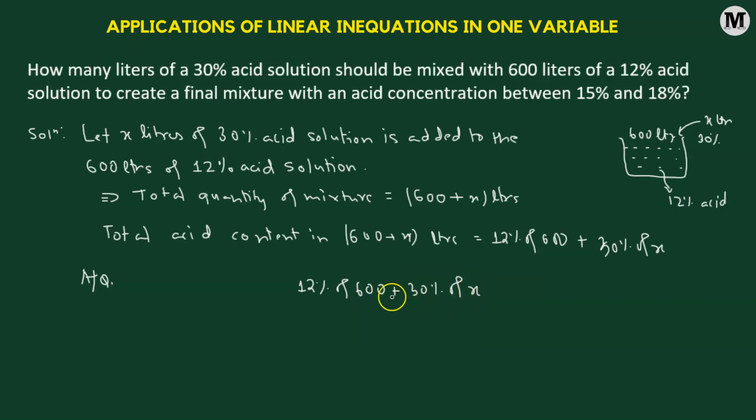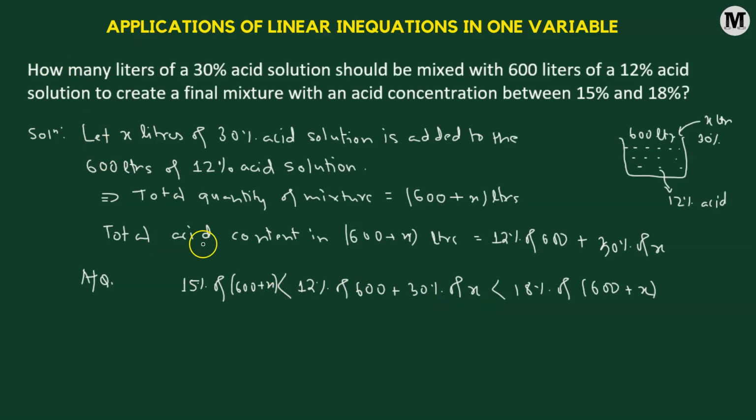Now according to the question, after addition, the amount of acid content, 12% of 600 added to 30% of X, is going to increase the acid solution. Our goal will be to find out the amount of X that has been added such that the acid concentration is more than 15% of the mixture, so 15% of 600 plus X, but less than 18% of the mixture, so 18% of 600 plus X. So we need to solve this inequality to obtain the values of X.